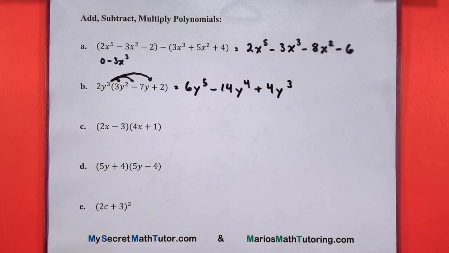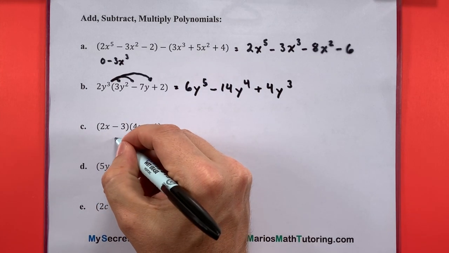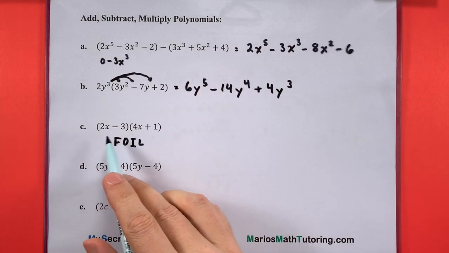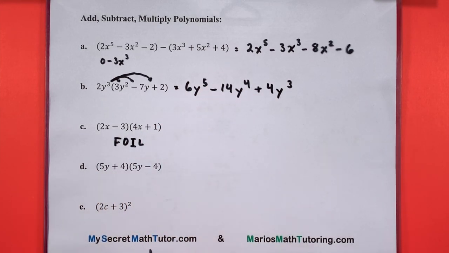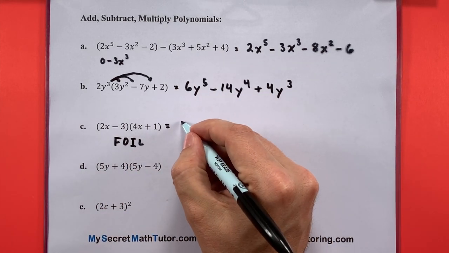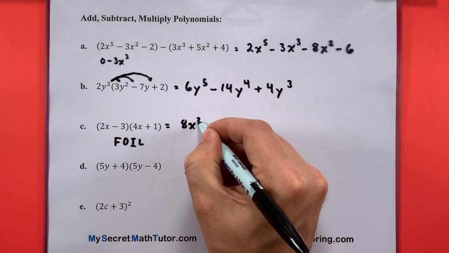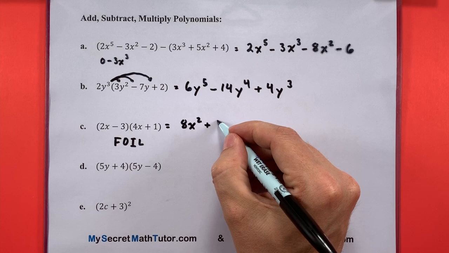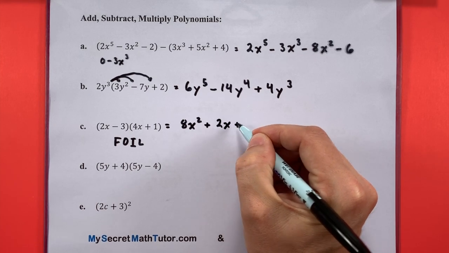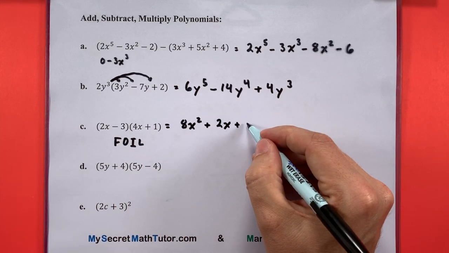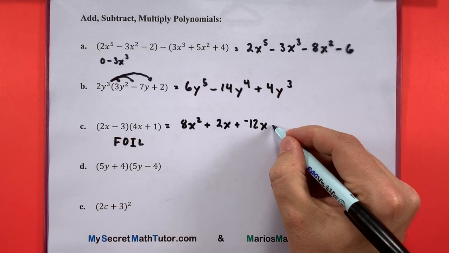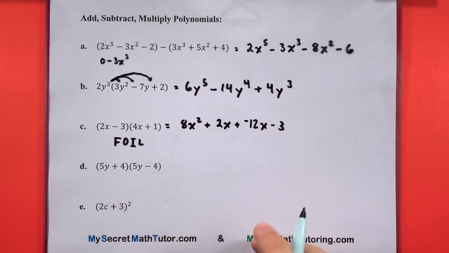Right here again, we have multiplying of two polynomials. This is a good situation where we can use the FOIL method. So we'll take our first, outside, inside, and last terms and put them together. Let's start off with those first terms. 2x times 4x would equal an 8x squared. Outside terms would be the 2x and the 1, so that'll give us just a 2x. Inside terms, negative 3 times 4 is a negative 12x. And the last terms, negative 3.